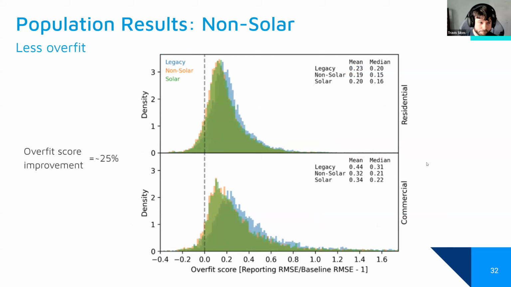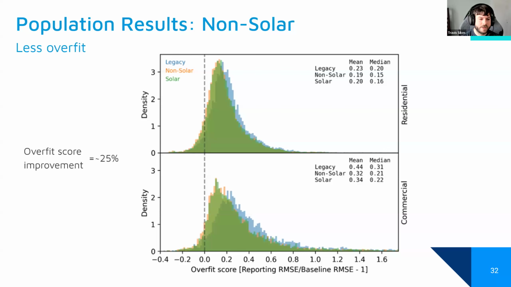Now let's talk about overfit. So here I'm showing the overfit score, which is the reporting RMSE divided by the baseline RMSE minus 1. Residential at the top, commercial at the bottom. If we had a perfectly fit model, we would be at 0. That's the thing to note here. And what we are seeing is that the overfit score is improving by about 25% between the legacy model, or CalTRACK model, and both the non-solar and the solar models. So we are doing a better job in terms of improving the amount of overfit that we are generating. This is really important.